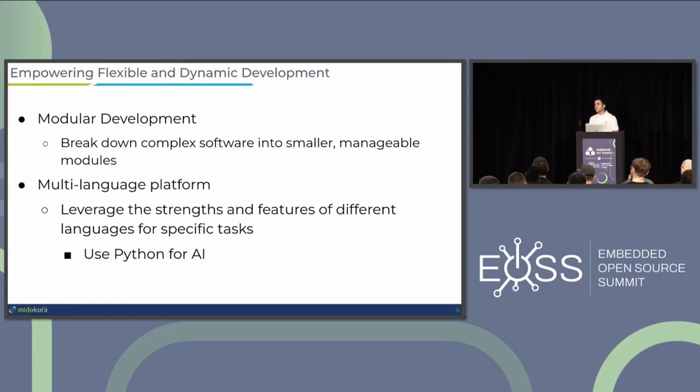We want to empower flexibility and dynamic deployment. That is, we want to make sure that a complex solution can be broken down into smaller and manageable modules so that you can reuse them and provide them in a marketplace. And a multi-language platform leverages the strengths and features of the different languages. As I said before, if you are using Rust, it will have the language level protection. But if you want to do some AI, matrix multiplication, or run a neural network, use Python for it. Don't do the matrix multiplication in C, which could be done, but maybe it's not the best way.